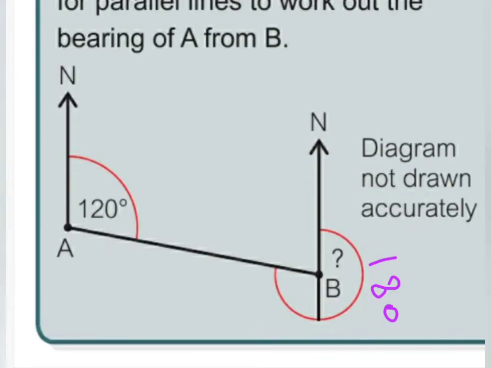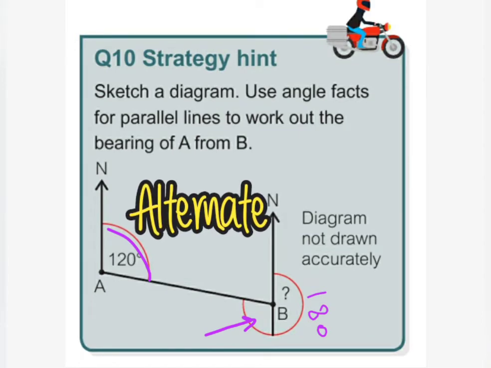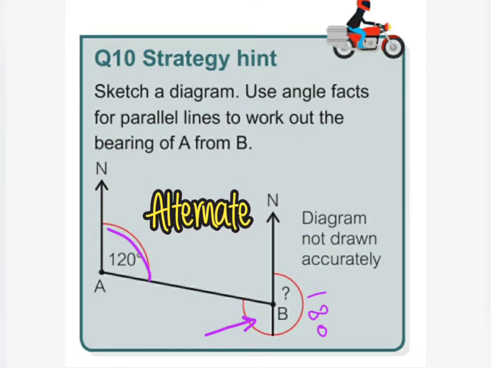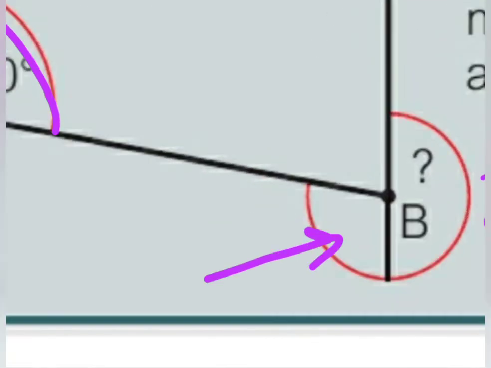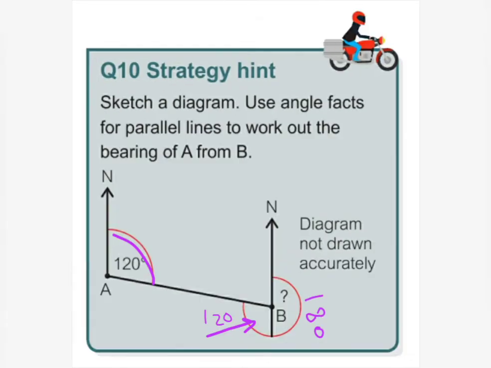And then I will have this angle, which is the same as this angle. Why? Very good, because they are alternate. And we said alternate angles are equal. So this one is 120. Write it here. What does that mean? It means that this angle and this angle are the same because they are alternate, and there is 120 next to it in the bearing from B.